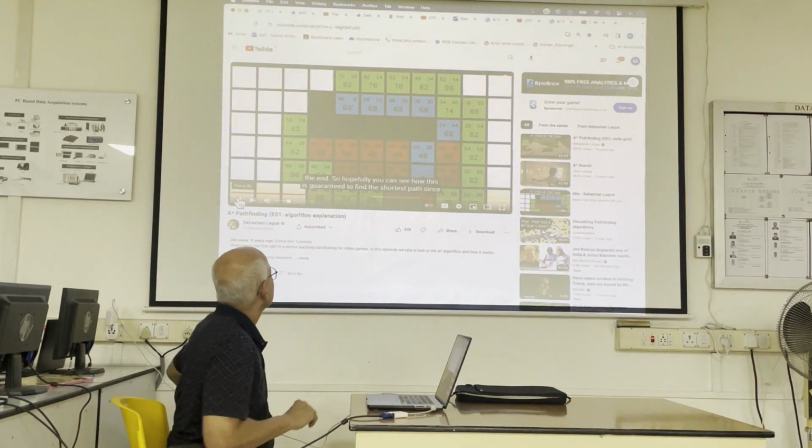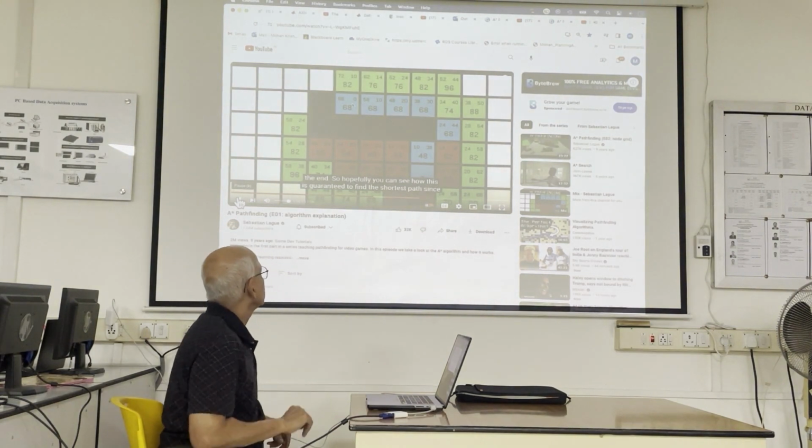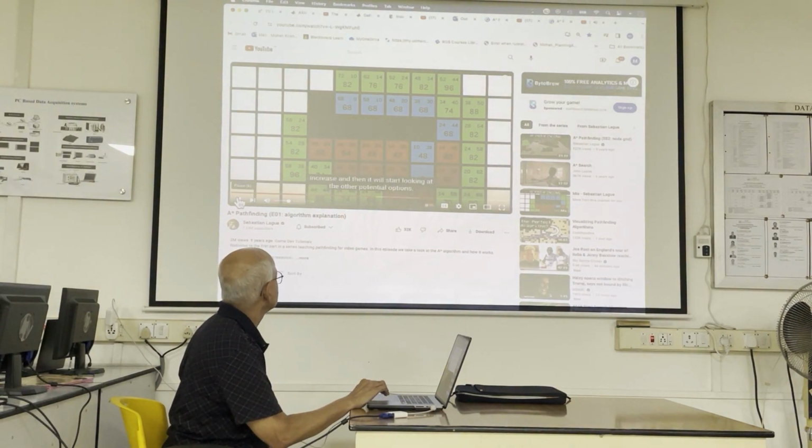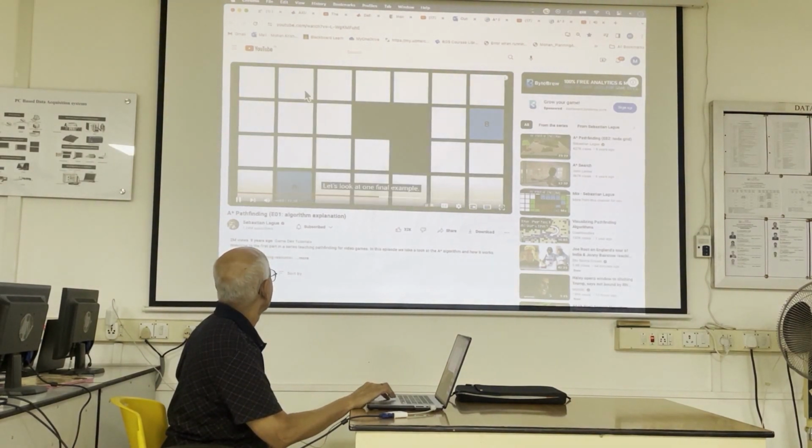You can see how this is guaranteed to find the shortest path, since as soon as you're not moving in a straight line towards the end, the F costs are going to increase, and then it will start looking at the other potential options. Let's look at one final example.